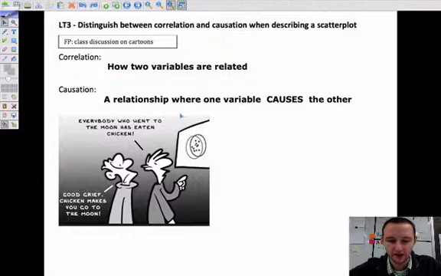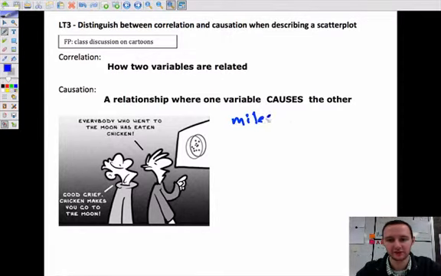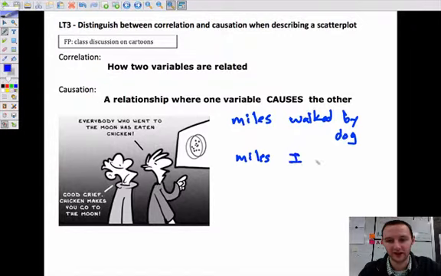the number of, or I guess how far my dog has walked is caused by how many times I walk him, right? So if you have your two variables, miles walked by dog, that is directly caused or directly tied to the number of miles I walk him.